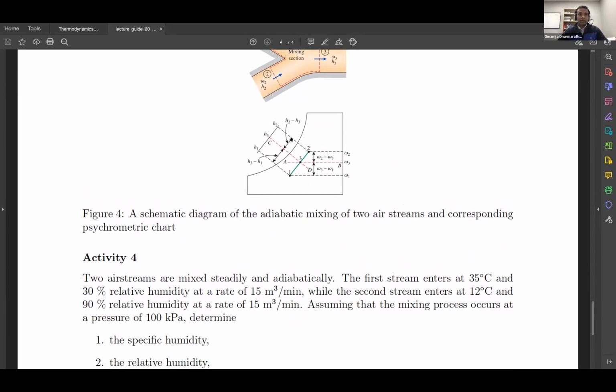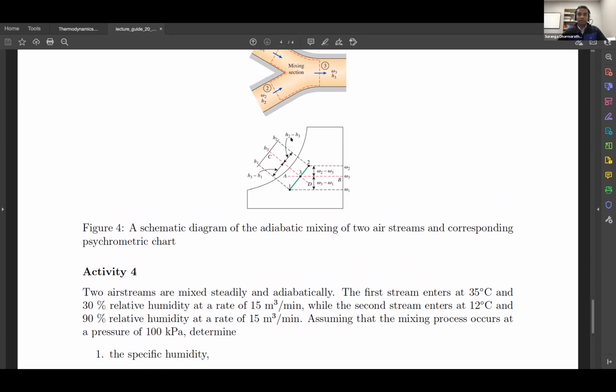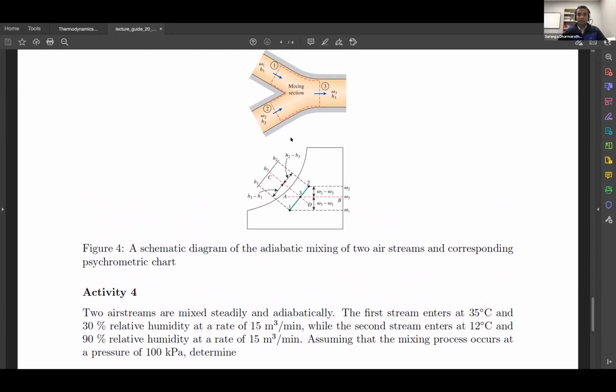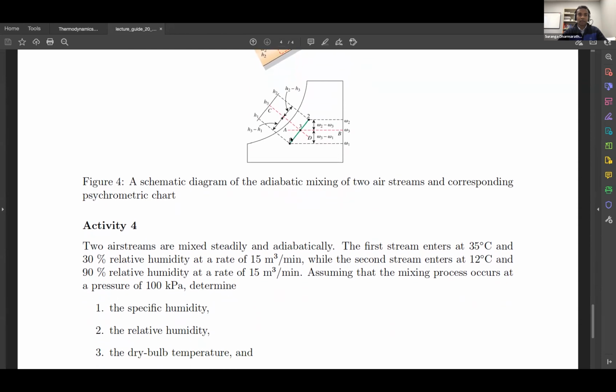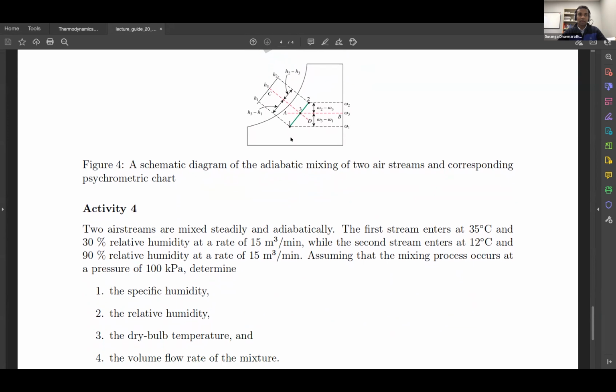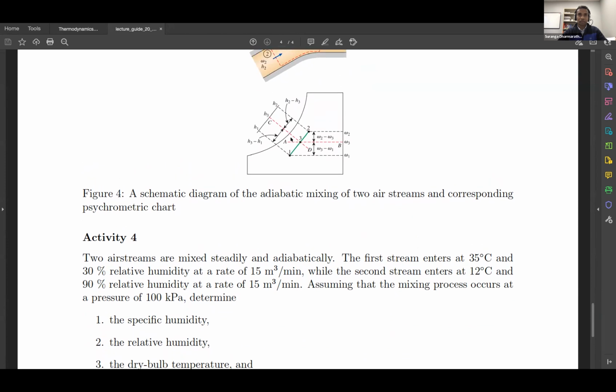Two air streams are mixed steadily and adiabatically. The first stream enters at 35 degrees Celsius and 30% relative humidity at a rate of 15 cubic meters per minute, while the second stream enters at 12 degrees Celsius and 90% relative humidity at a rate of 15 cubic meters per minute. Assuming that the mixing process occurs at a pressure of 100 kilopascal, determine the specific humidity, the relative humidity, the dry bulb temperature, and the volume flow rate of the mixture.